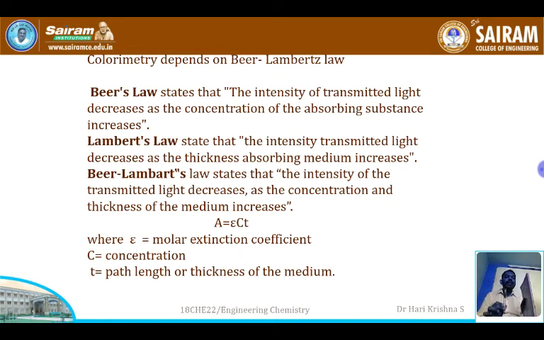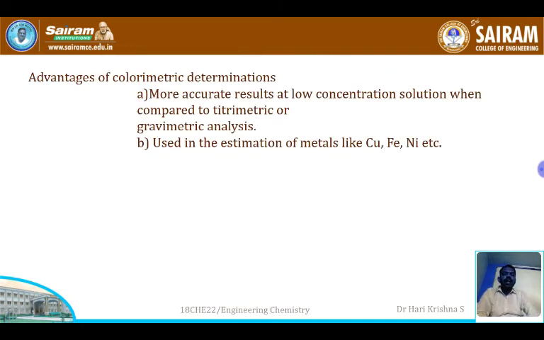So the colorimeter is mainly designed on the principle that absorbance is directly proportional to concentration of the species, keeping the thickness of the medium, or the path length, constant. So what are the advantages or the applications of colorimetric estimations? It gives more accurate results when the sample concentration is very low. When the sample concentration is in ppm or ppb level, we get very accurate results, better than the classical titrimetric or gravimetric methods.